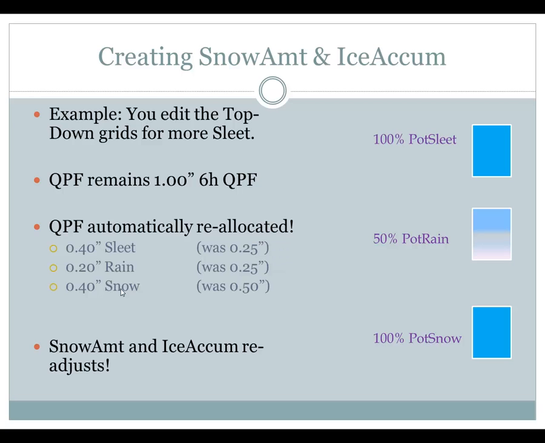And those were automatically reallocated because we wanted to put some more sleet into our top-down grid. So you go in, you edit for more sleet in your top-down grids, and then you run the tool. And in the forecast builder, it automatically reallocates the QPF into the proper bins, and then the snow amount and ice accumulation is simply readjusted.